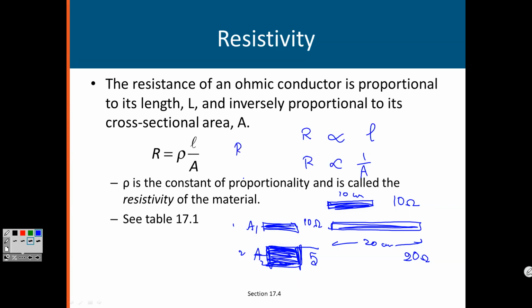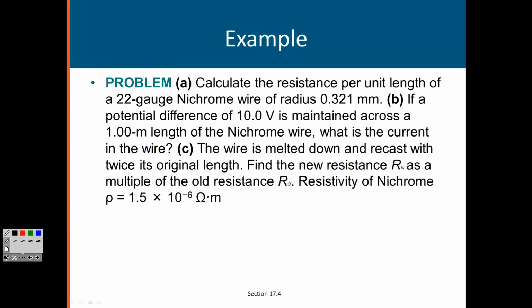So we can combine these two together and we can say this is L over A. The constant of proportionality is called rho, and rho is a property of a given material, constant for a given material. Say copper will have a certain resistivity, and aluminum, on the other hand, will have another resistivity. So it's a constant for a given material. So this is the equation that relates the resistance to resistivity. So we have a question. Let's do this question.